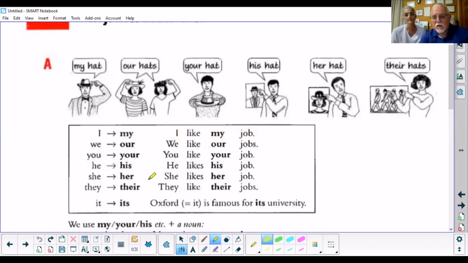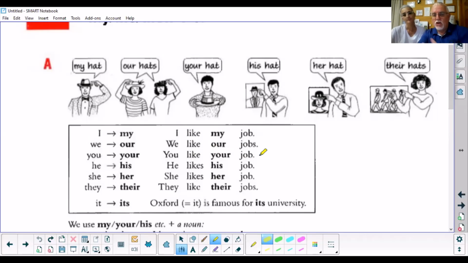Okay, if you look at these, I like my job. We like our jobs. Why are we saying jobs? Why are we making it plural? Because they are working in different places. They are not working in the same place. If we were going to say, Professor Miriam, we would say, we like our job, yeah, because we are working in the same place. Here, we like our jobs because they are working in different places, né? Cada um tem o seu trabalho.